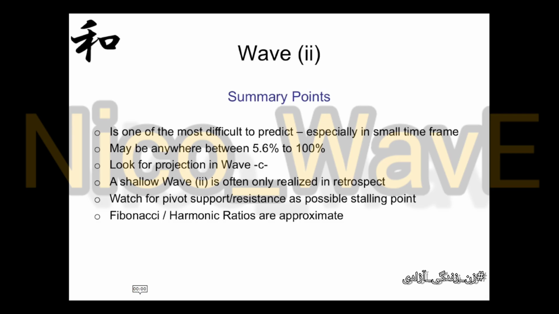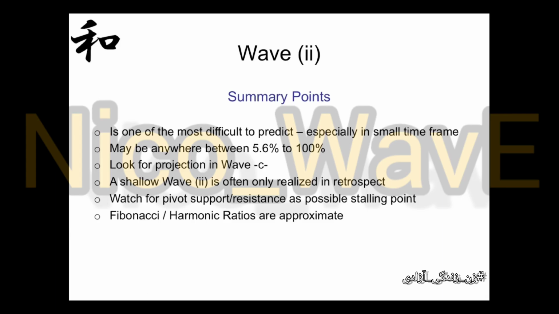Now, the wave 2s can develop in any combination of correction. In a simple zigzag, a double zigzag, triple three, a flat, or an expanded flat. The only exception is a triangle. You do not see a triangle in wave 2.